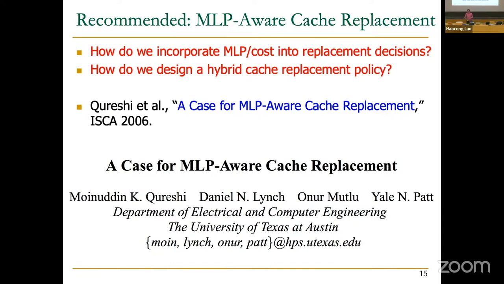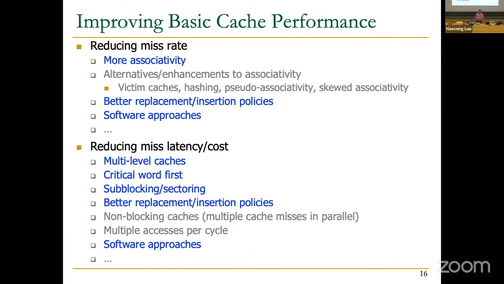In the end, the replacement policy turns out to be hybrid because there are some access patterns that benefit a lot from, let's say, recency-based replacement, and there are some access patterns that benefit a lot from cost-based replacement, and you need to incorporate them somehow. But again, I'm not showing you the policy over here.